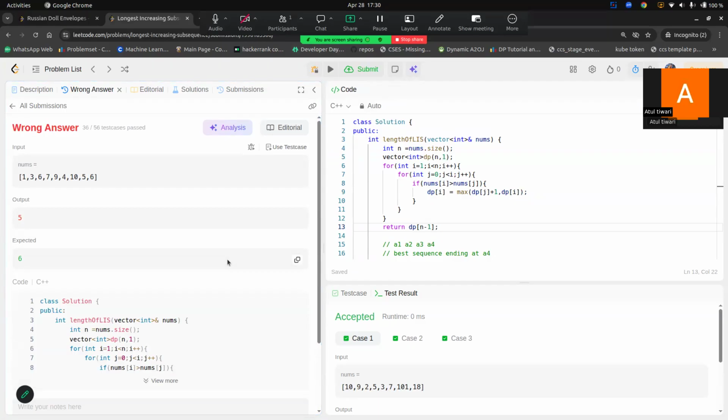Output is 5. Okay, what are we doing wrong here? Okay, we need to find the maximum. We don't need to find this.